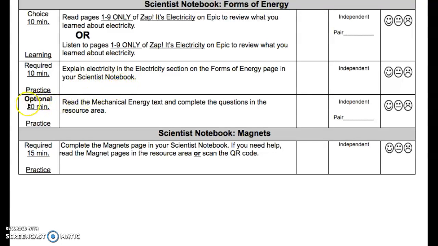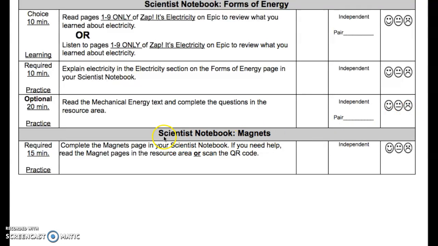The next activity is optional. Do this only if you have finished all your other activities. Set your timer for 20 minutes. It is practice. Read the mechanical energy text and complete the questions in the resource area. This is independent or with a pair. Remember to mark your work mode.